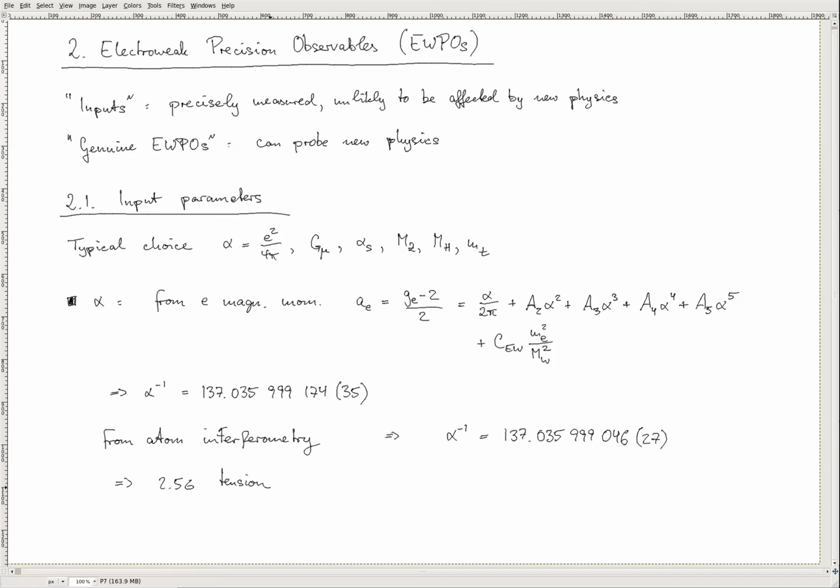Okay, there are a few more questions. I guess they still relate to the previous slide. Does this not change the fermion mass counter terms, since fermion masses come from V?